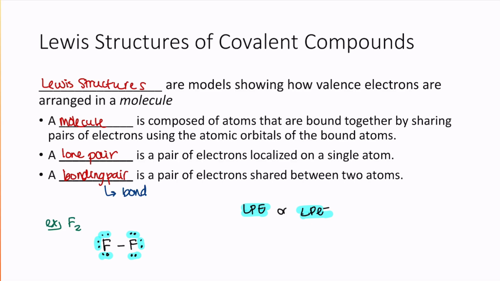The bonding pair is between the two atoms. So BP, bonding pair, they go between the two atoms. So you have lone pairs and bonding pairs. And when you say a lone pair, it is assumed to be two electrons. If you say lone pair electrons, then that is just the one. But lone pairs, two electrons, bonding pair, two electrons.